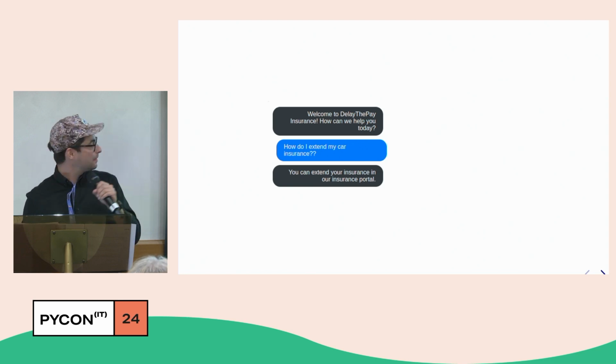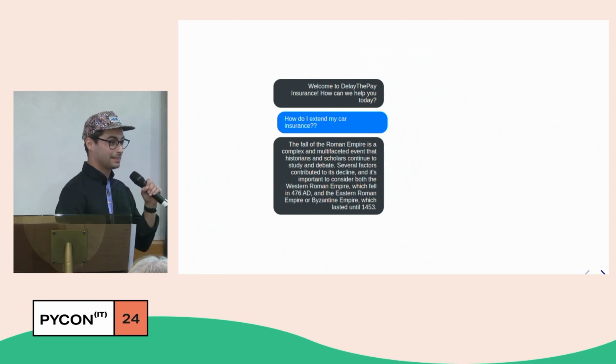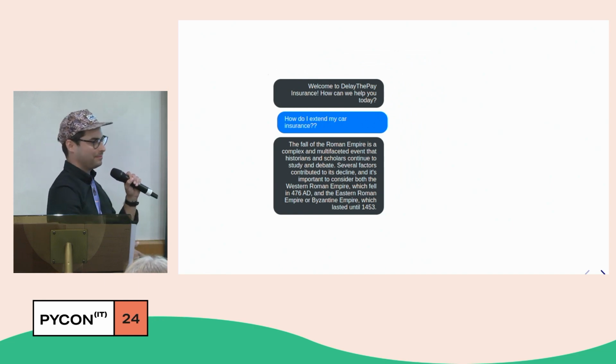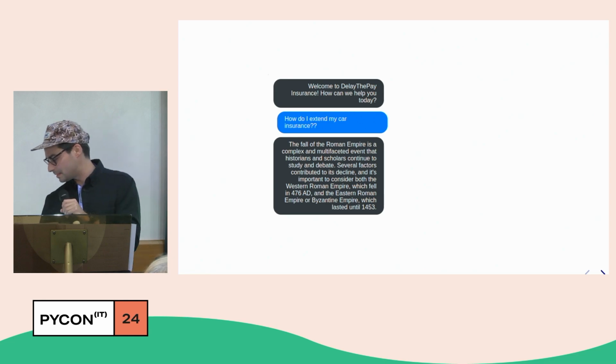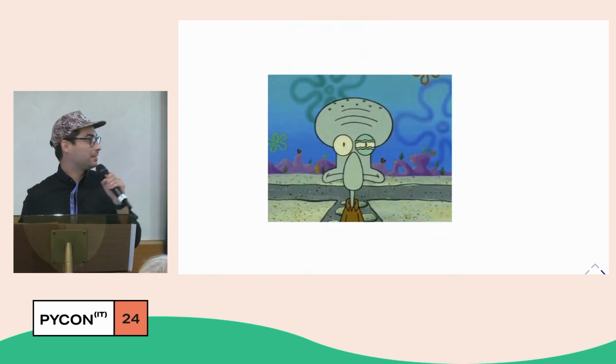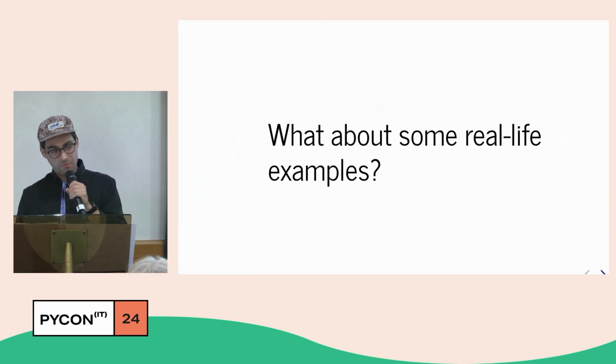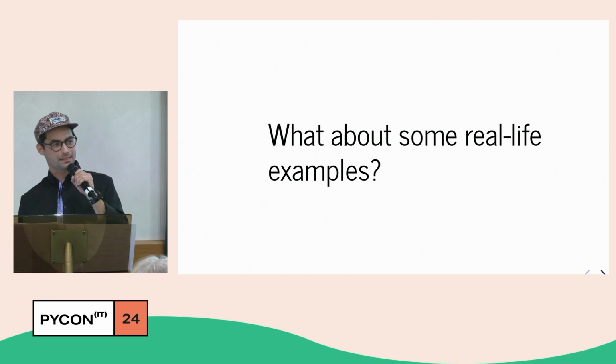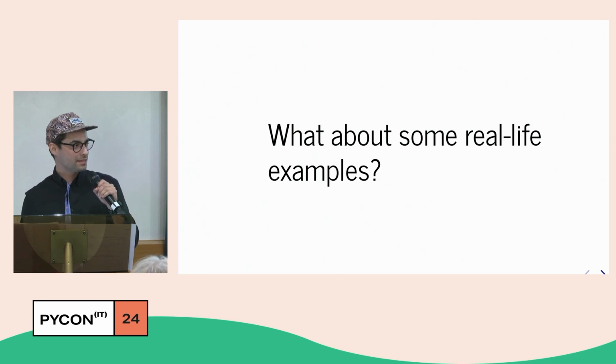And then we can ask about extending car insurance, and we might end up with something like this. Of course, it's usually not that bad. Most chatbots will not be talking about the Roman Empire when asked about insurance, but it can get quite random at times. And then we're just looking at it and we're like, seriously? So, okay, those were some made-up, poorly written HTML plus CSS examples, but what about some real-life scenarios?